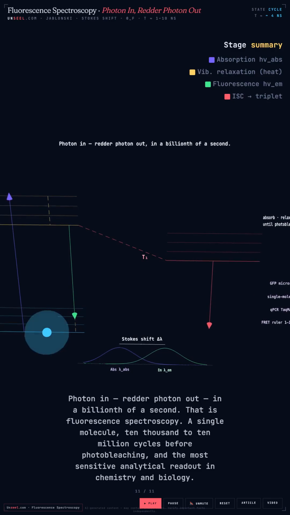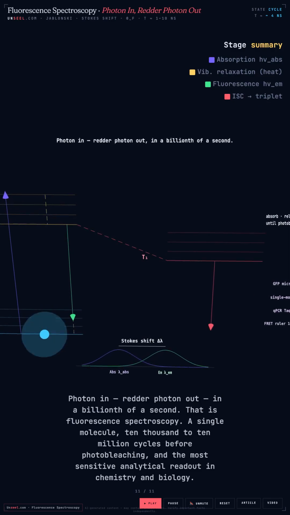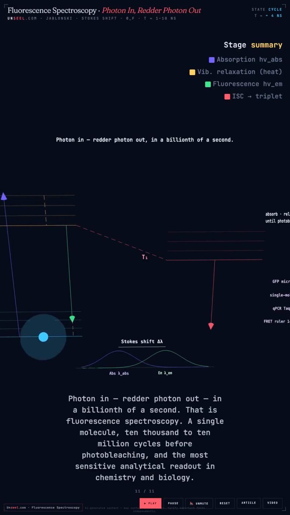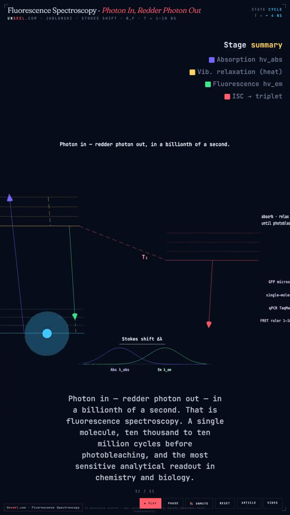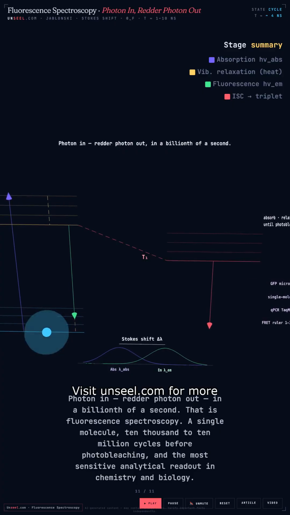Photon in, redder photon out, in a billionth of a second. That is fluorescence spectroscopy. A single molecule, 10,000 to 10 million cycles before photobleaching, and the most sensitive analytical readout in chemistry and biology.